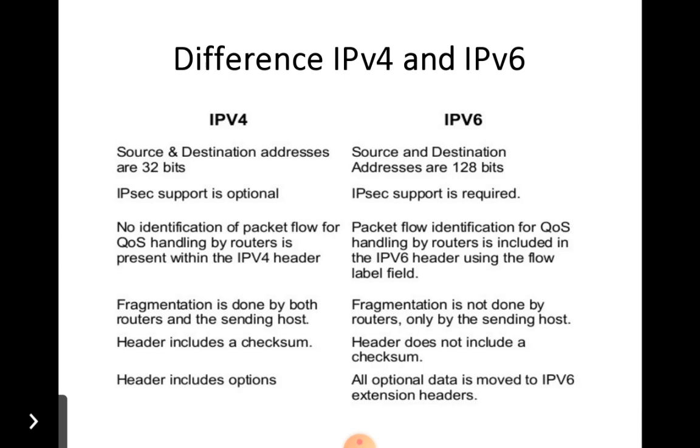Now I am going to discuss IPv6. Source and destination addresses of IPv6 are 128 bits. Internet Protocol security support is required in IPv6. Packet flow identification for quality of service handled by the router is included in the IPv6 header using the flow label field. Fragmentation is not done by routers, only by the sending host in IPv6. The header does not include a checksum in IPv6. All optional data is moved to IPv6 extension headers.